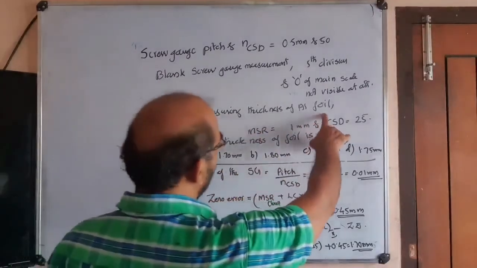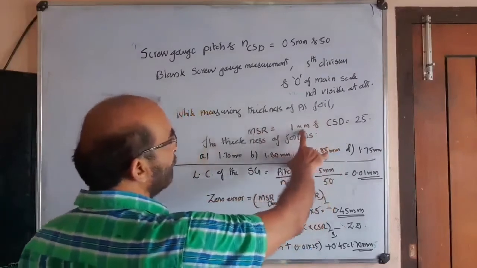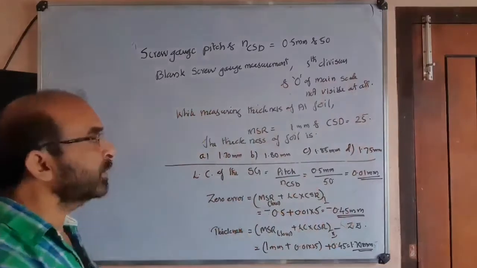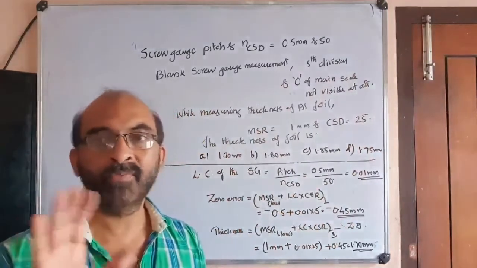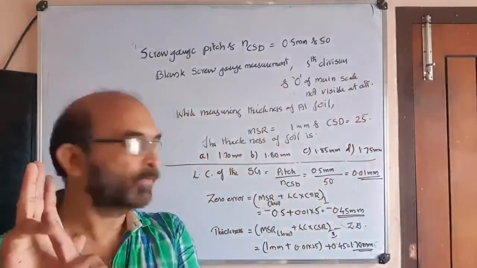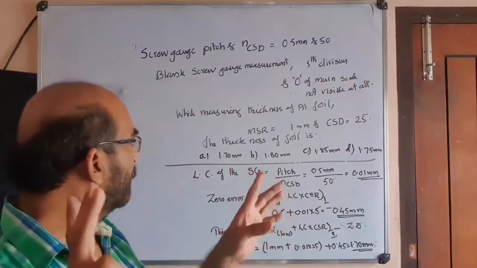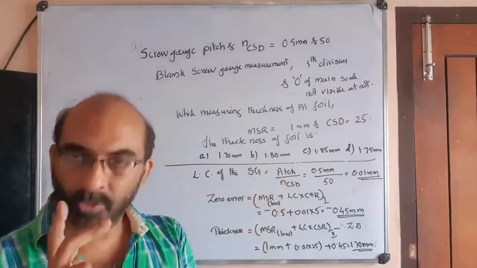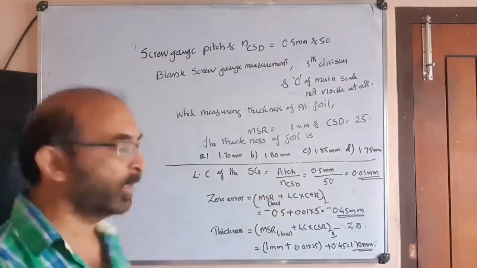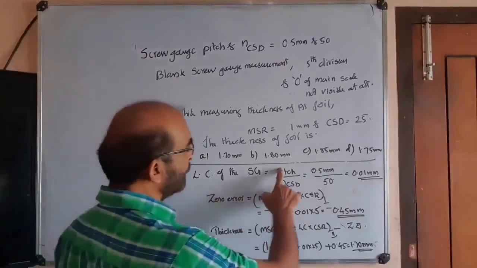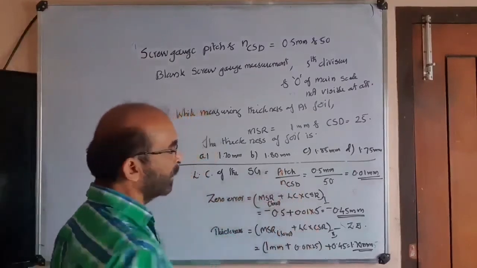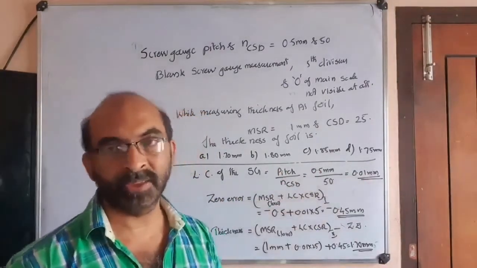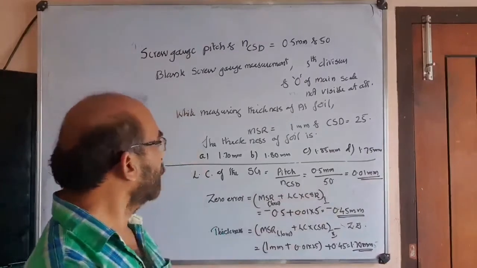While measuring the thickness of aluminium foil, main scale reading 1 millimeter and coinciding circular scale reading 25. The thickness of the foil is. So very clearly 3 stages. First we have to find the pitch, which has already been given. Least count of the screw gauge we find. Then zero error we find, then we find the thickness. Okay. Least count of the screw gauge: pitch divided by number of circular scale divisions. 0.5 millimeter by 50, 0.01 millimeter. That is the least count of the screw gauge.